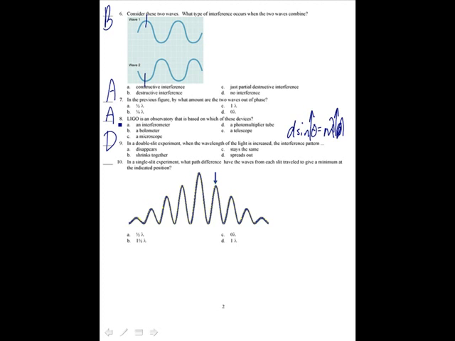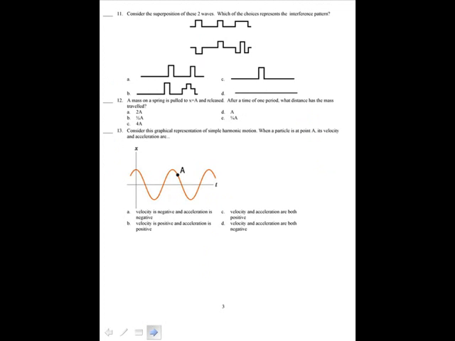Single slit experiment. What path difference from each slit traveled to give a... This should be maximum, actually, as it's drawn on the figure. This is 1 lambda. That's D, number 10. Alright, consider superposition of these two waves. Well, these two parts cancel, these two parts add up. This cancels with this, and this cancels with this, but these two sections add up. So we're left with two big humps in the wave. That's A for number 11.